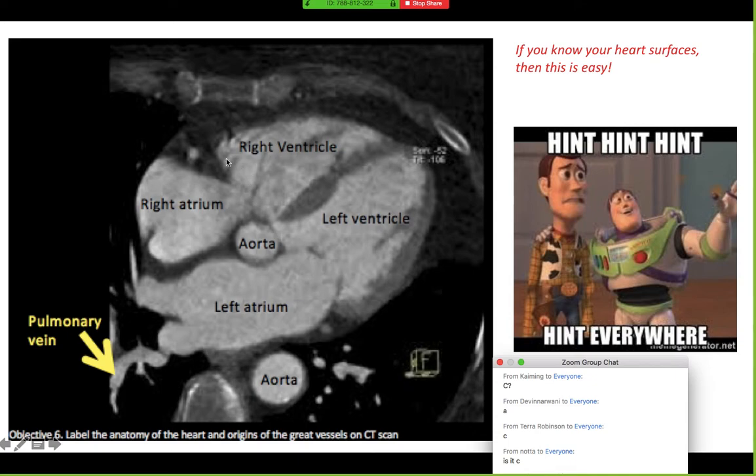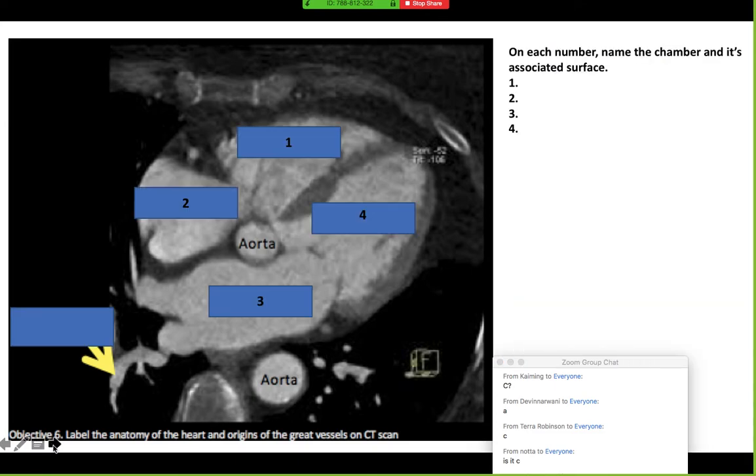So he used this picture on the exam last year, and I got it wrong. But I think if I had stopped and thought about it, the right ventricle, remember, is the anterior surface of the heart, and then the left atrium is in the back. So over here has to be the left ventricle, and then the right atrium. So if he happens to do this question again, just a heads up. All right.